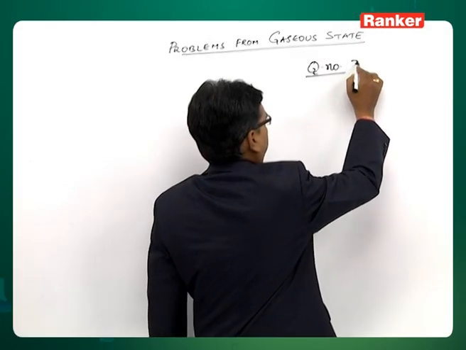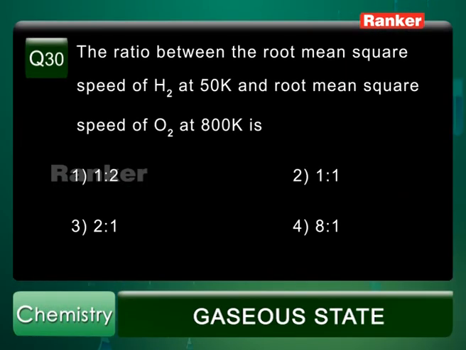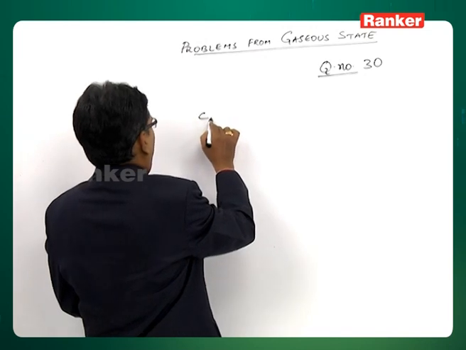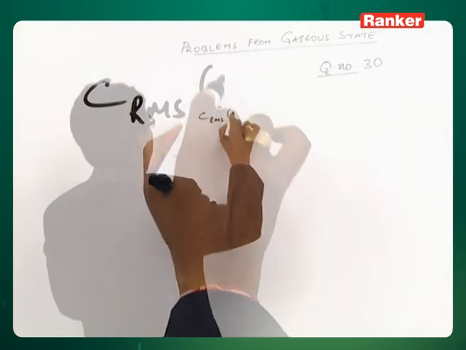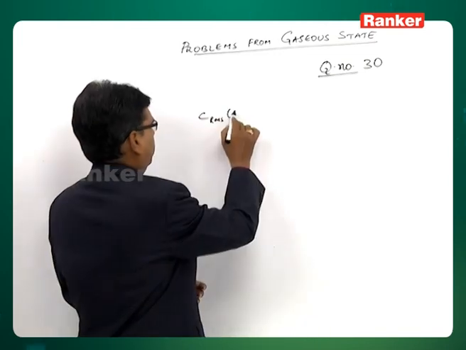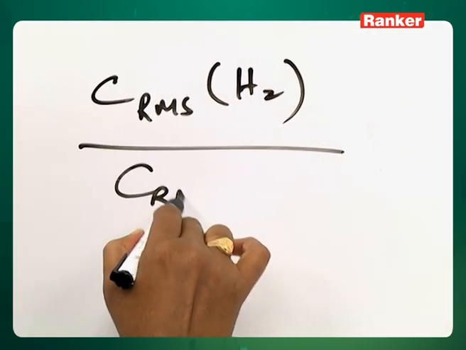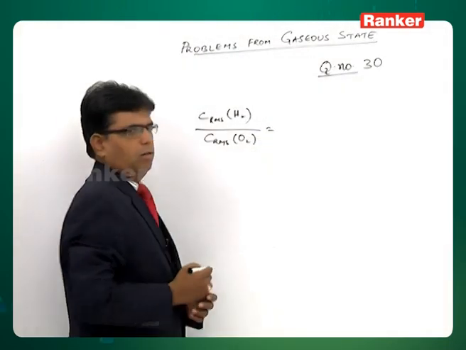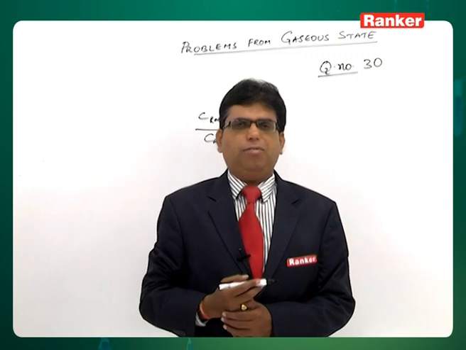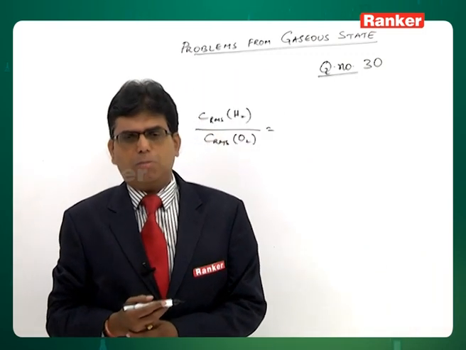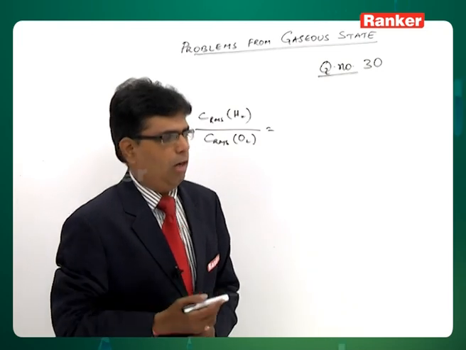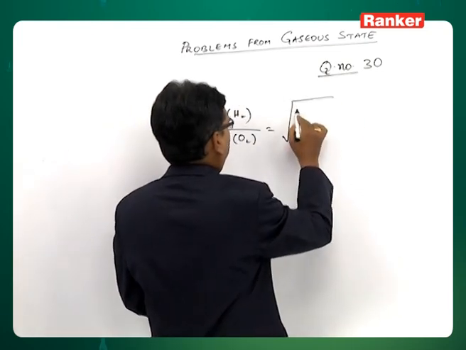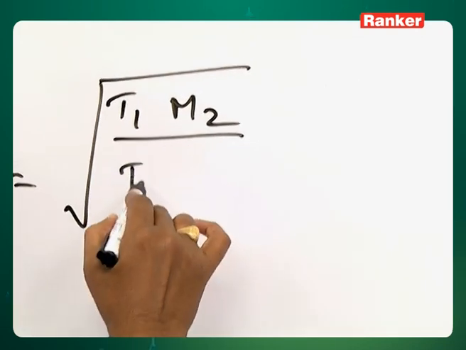Now, I will go to question number 30. This is once again a question on RMS velocities. Ratio between the RMS velocity of hydrogen at 50 Kelvin and RMS velocity of oxygen at 800 Kelvin. C_RMS of hydrogen to C_RMS of oxygen at different temperatures. For anything, the ratio of velocities, whether it is RMS velocity or most probable velocity or average velocity, is equal to root over T1 M2 by T2 M1.